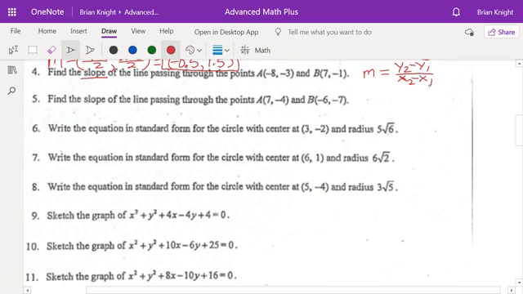Be prepared. All right. So my slope, my y's minus my y's, so -1 minus, I messed up, sorry. -1 minus a -3 divided by 7 minus a -8. That will be +2 over 15.